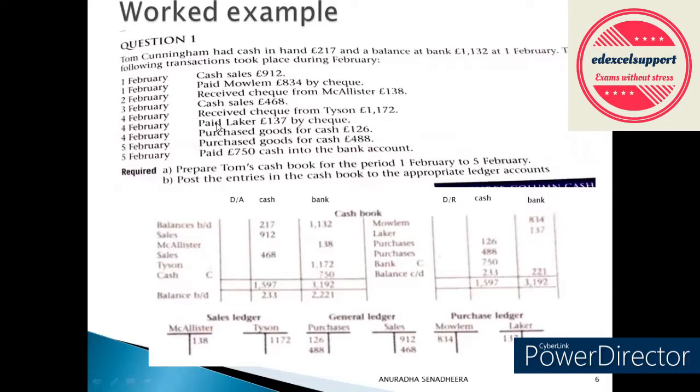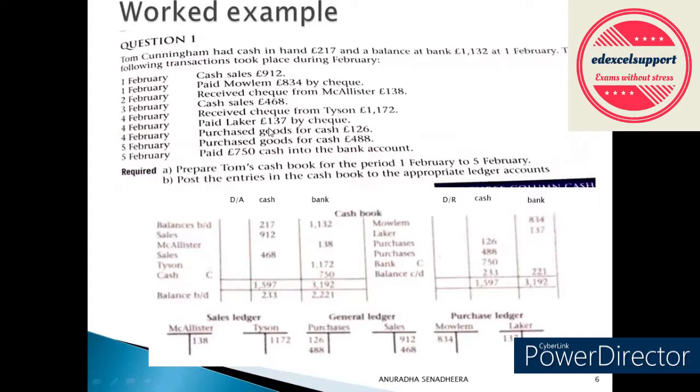Received check from Tyson 1,172. So received check means the bank will be debited. Side will be debit, column will be bank. Amount will be 1,172. Other trade receivable account will be Tyson account. Again, 4th February, next one.